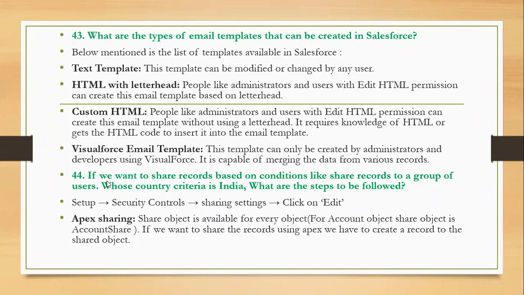Next question: if we want to share records based on a condition, like sharing records with a group of users whose country criteria is India, what steps do we follow? Setup, Security Controls, Sharing Settings, click on Edit. Apex sharing: a share object is available for every object, and for the Account object the share object is AccountShare. If you want to share records using Apex, we have to create a record of the share object.